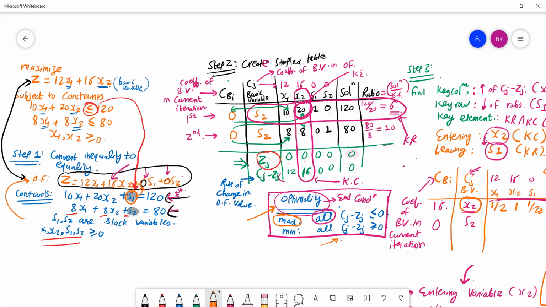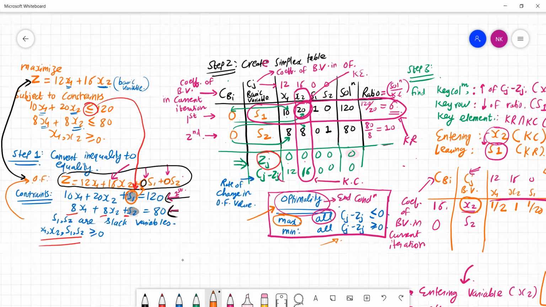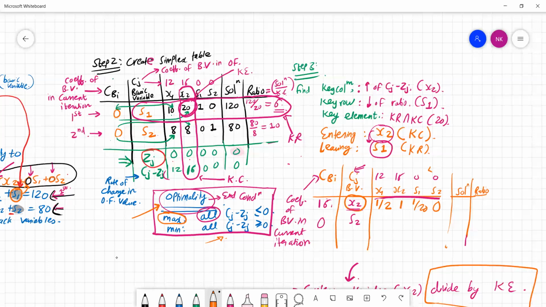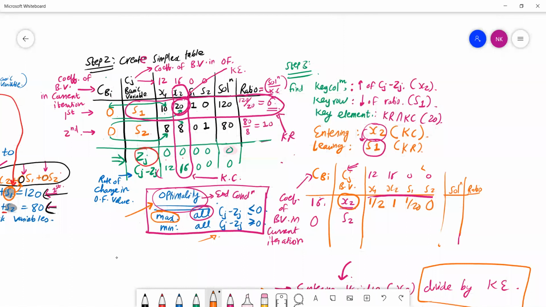So our next step, step number 3, was to find the key column, key value, and key row. The maximum value in Cj minus Zj gives your key column. We have just found this key column. The key column corresponds to the variable x2. Now divide the solution by this key column to find the ratio. So 120 divided by 20 will be 6. 80 divided by 8 will be 10. And your key row will be the lowest ratio.